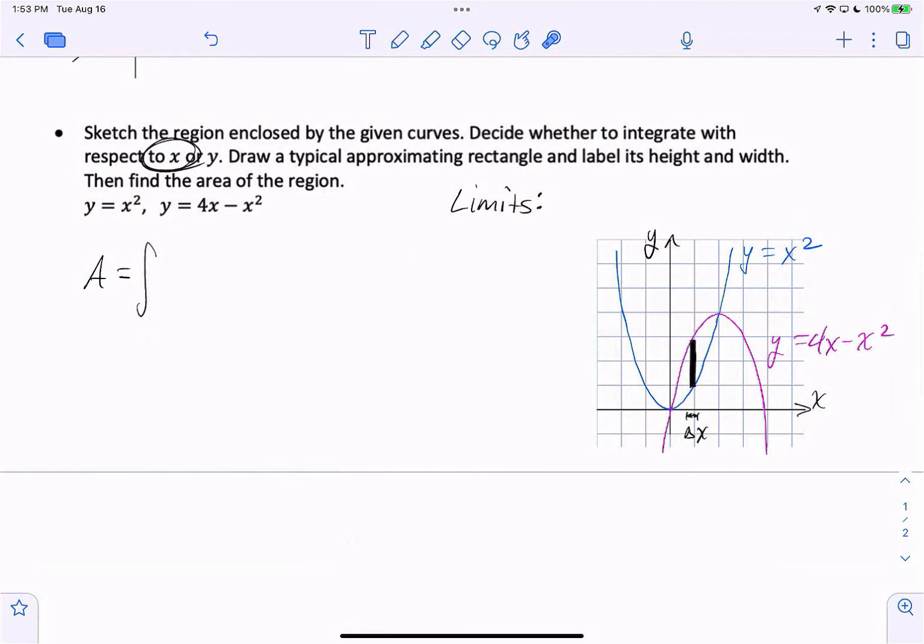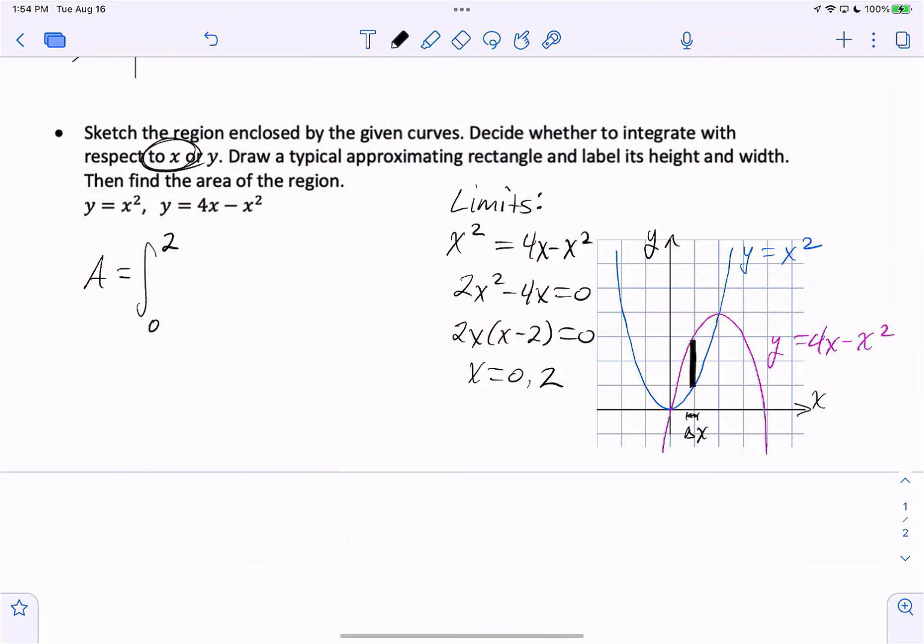It looks like they're going to be 0 and 2, but I don't want to just guess at it. So I'm going to set the expression that defines the first function, x squared, equal to the expression that defines the second function, 4x minus x squared, and then solve for x. And look, it's 0 and 2.